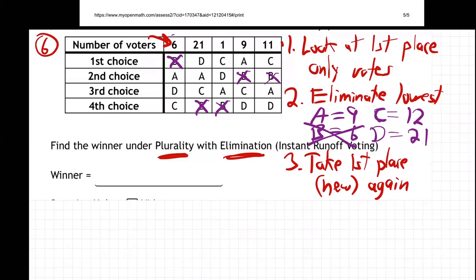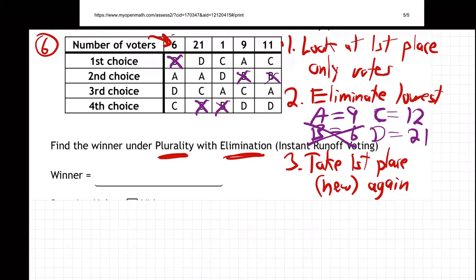Here's what's new about it. Here's what's changed. Now that we've kicked B out, because B was the least first place favorite, those 6 people, who's their new favorite now? A now gets more first place votes. Do you see that? See how it has shifted the game a little bit? So every round will be a little different as you kick people out. Some of the other people will rise up to be first place because the other people are gone, right?